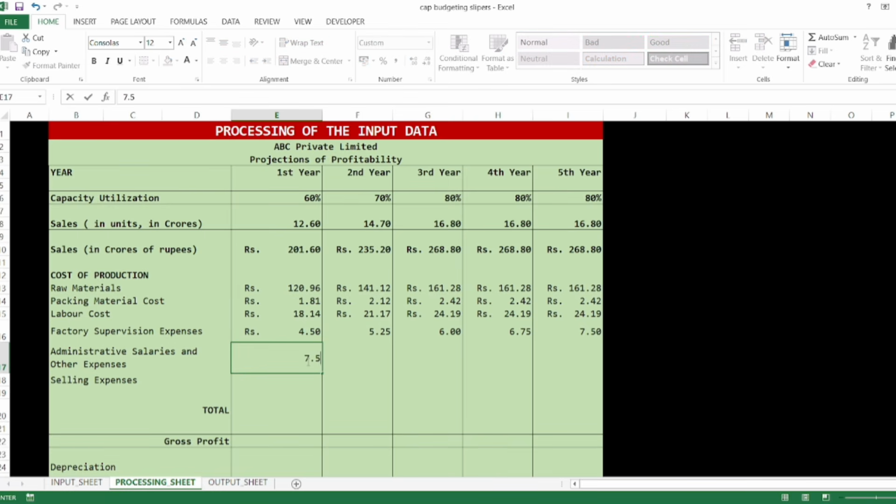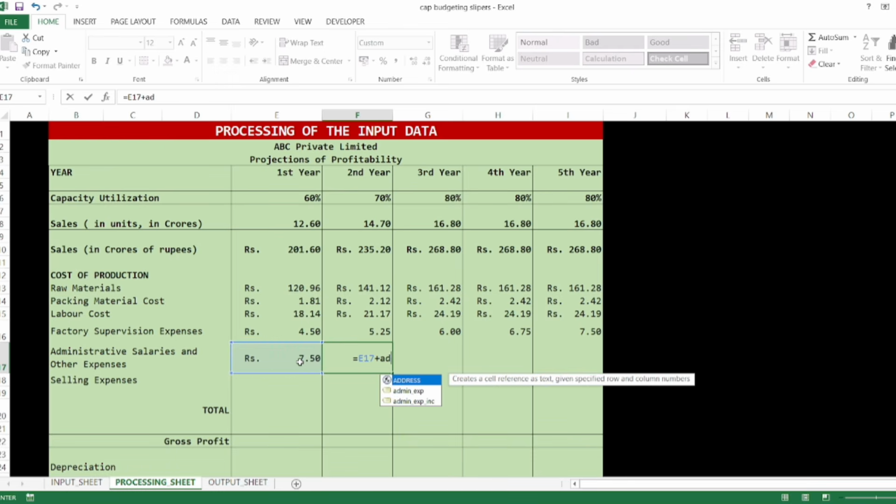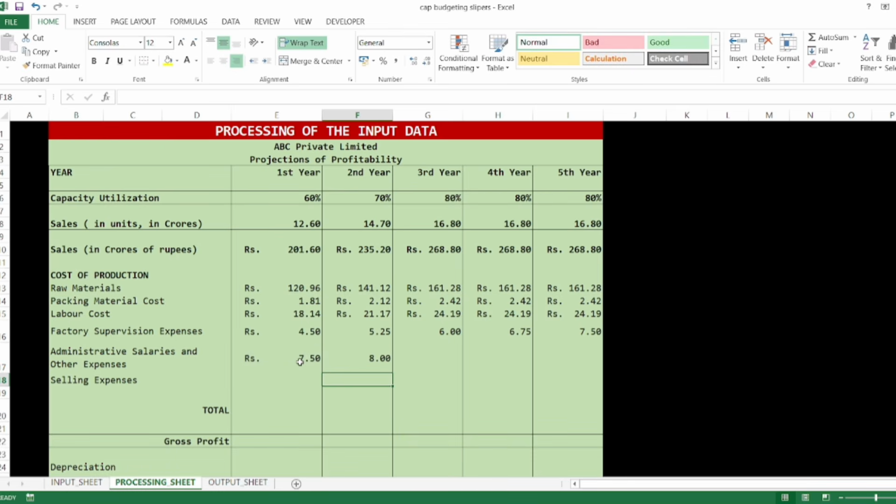So for the second year we'll write equals to, and then select E16 for the first year expense, plus the increase. We have already renamed that as factory expense increase. We'll tab that and enter, and then drag it from the second year till the fifth year.